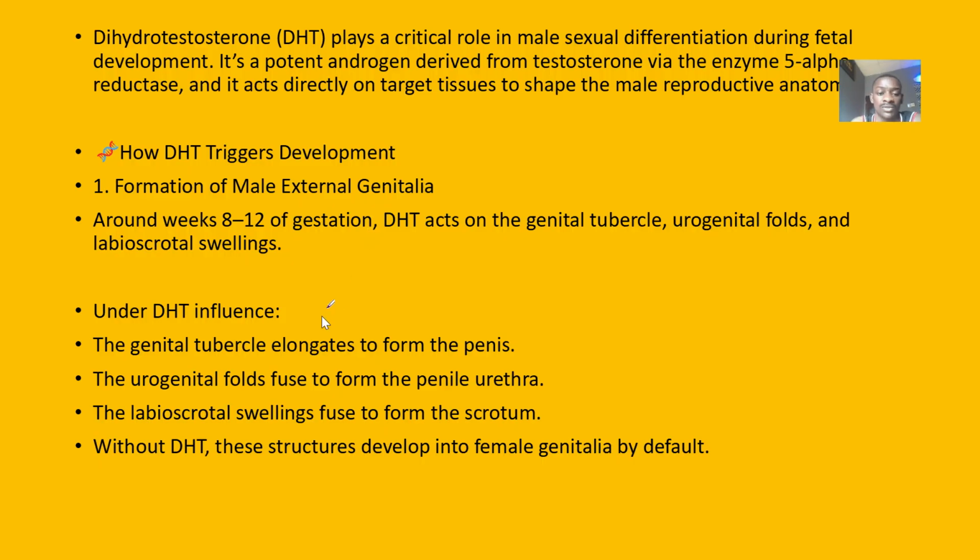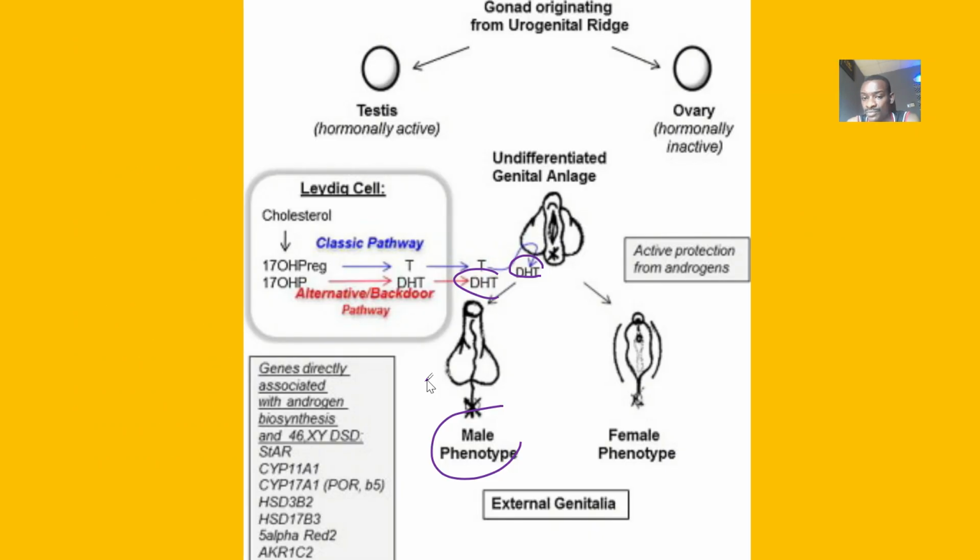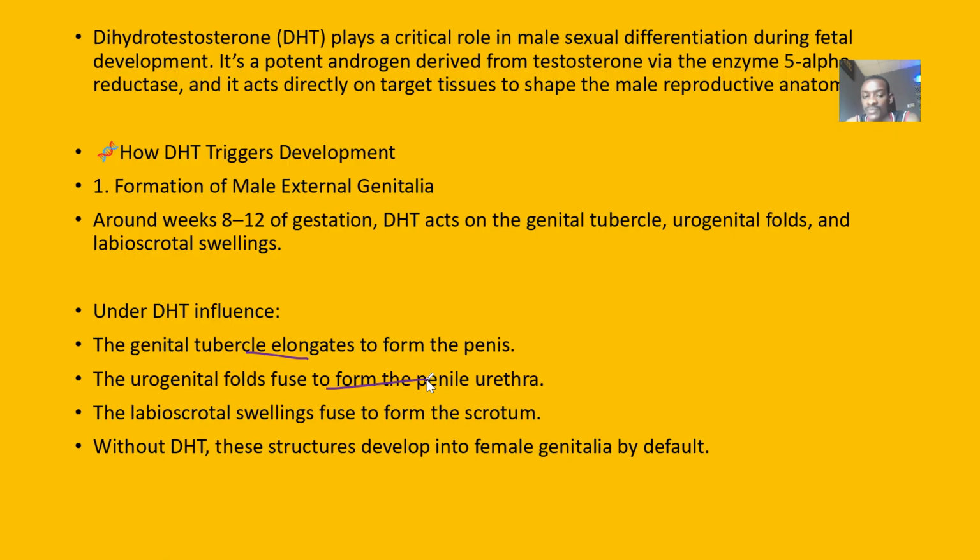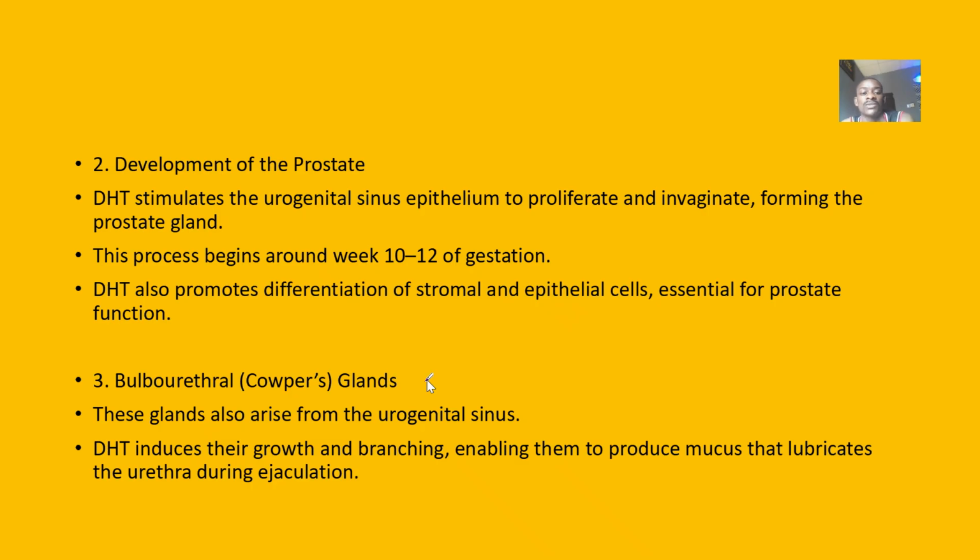Okay, so genital tubercle elongates to form the penis, urogenital folds fuse to form the penile urethra, labioscrotal swellings fuse to form the scrotum. Okay, then without dihydrotestosterone, these structures will just go into females by default. Okay, so development of prostate: it also stimulates the urogenital sinus to proliferate, then form the prostate.